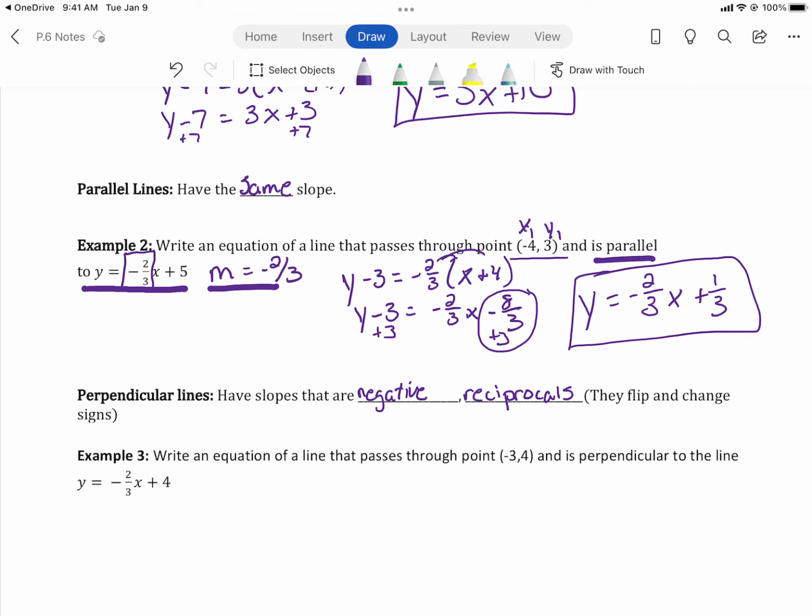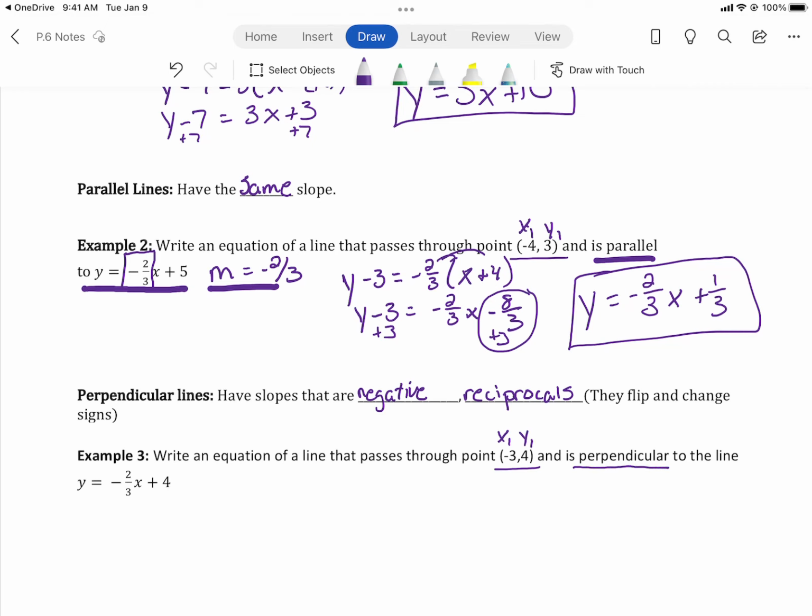If it was negative, it becomes positive. If it was positive, it becomes negative. So if we look at writing one of these, this time I'm going to write an equation of a line that passes through my point. So again, here's my x1 and y1. But this time I want perpendicular to this line.